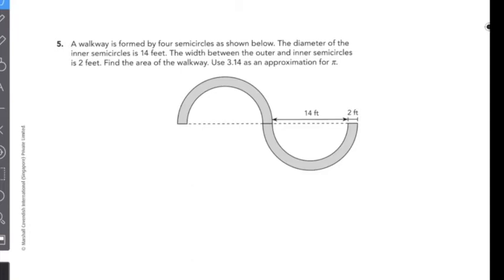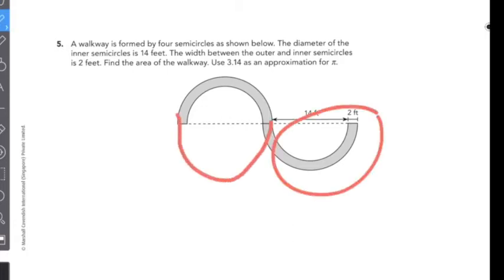Okay, so for the last one here, basically what they want you to do is figure out the area of that shaded region, which is the walkway. So if you look at this carefully, you will see that if we move this semicircle and put it underneath here, it's really 2 semicircles. You'll see that it connects and it'll make one giant circle there.